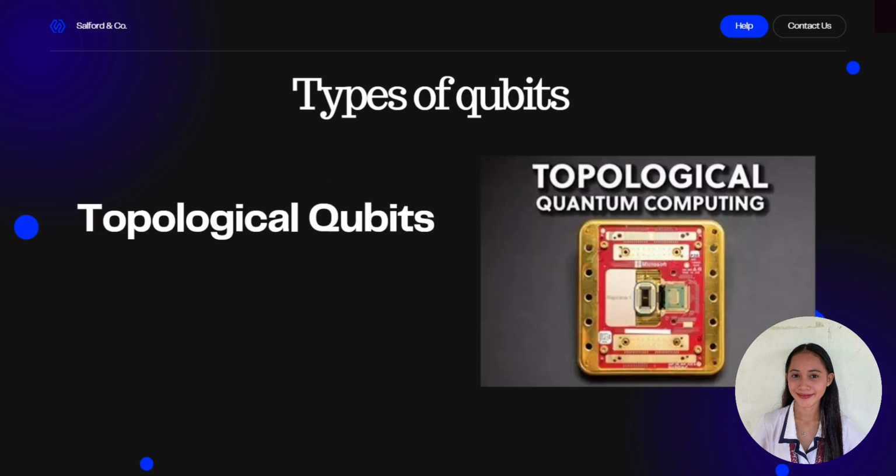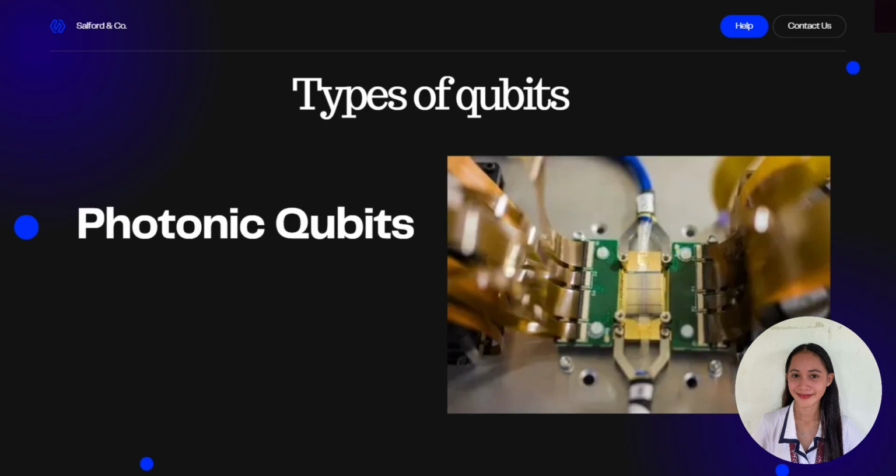Third is the topological qubit. It is still experimental but promising. They store information in the topological structure of particles, making them potentially more resistant to errors and environmental noise. Fourth is the photonic qubit. It uses photons, or particles of light, to carry quantum information. They can work at room temperature and are useful for quantum communication and networking.